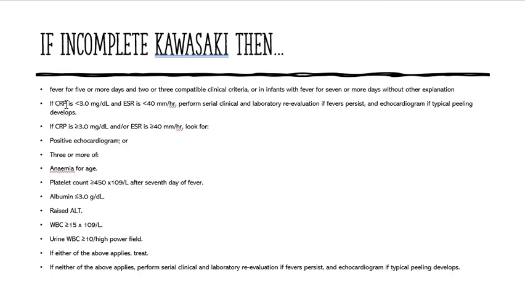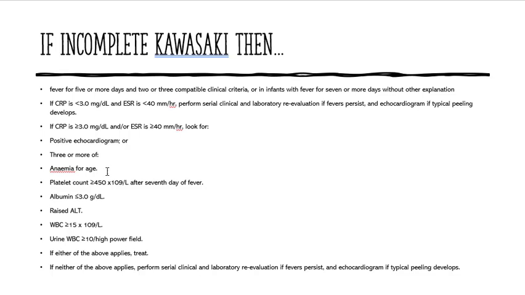If your CRP is quite low, then perform serial clinical and laboratory evaluation. Keep doing it to see if the fever is persisting, and do an echocardiogram, especially if peeling is developing. The echocardiogram is really, really important because we want to see if there is a dilation of the coronary arteries or an aneurysm or not. But you can look at these other signs as well.